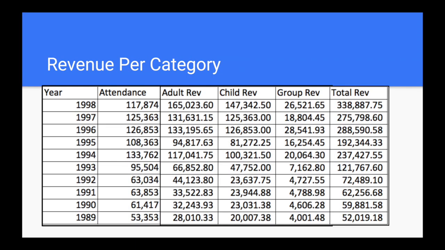To find the total amount of adult revenue, we multiplied the attendance of the adults by the adult price. To find the total amount of children revenue, we multiplied the attendance of children by the children's price. To find the total amount of group revenue, we multiplied the attendance of groups by the group price.